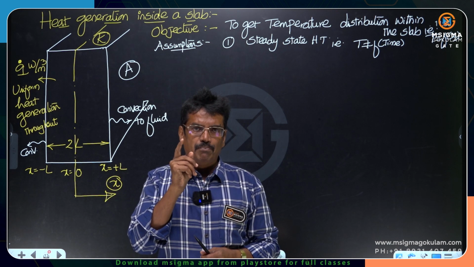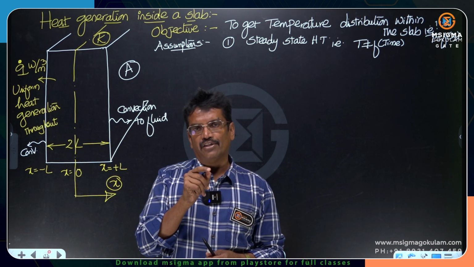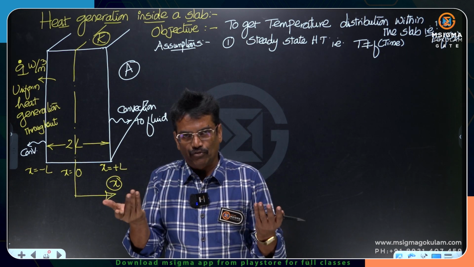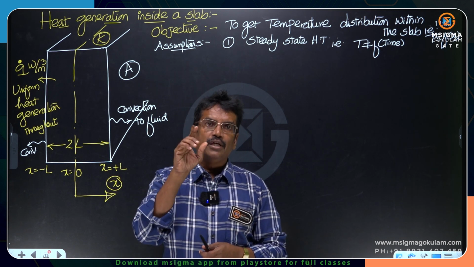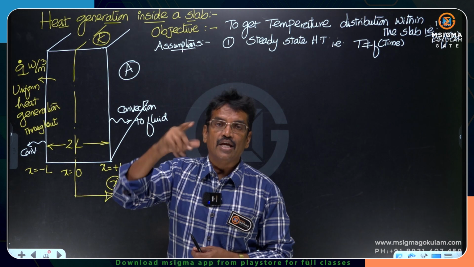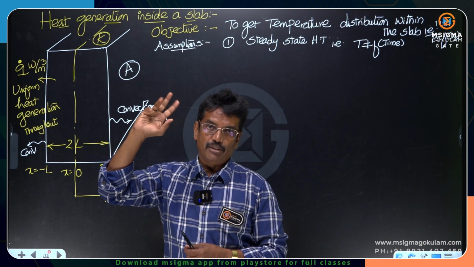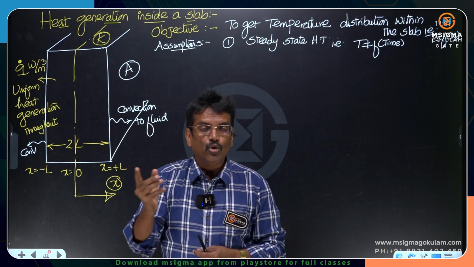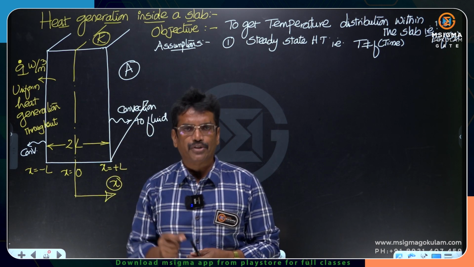Please remember that boundary condition: if you are generating heat inside a body, whatever the shape of the body, if you want to maintain the steady state situation, all the heat generated in the entire body must be convected from the surface of the body to the fluid. Must be convected, should be given off. Then only we can maintain the steady state conditions. This is a very important boundary condition.